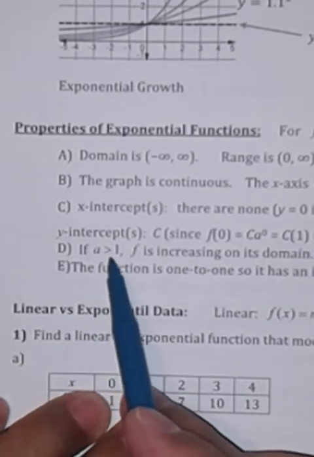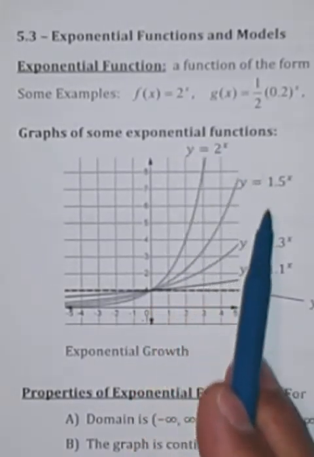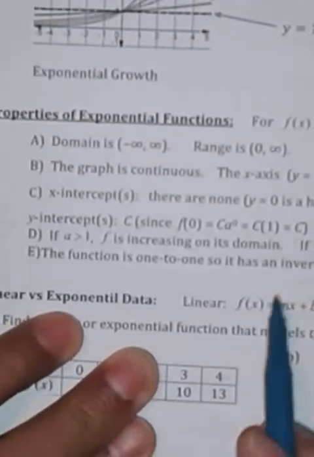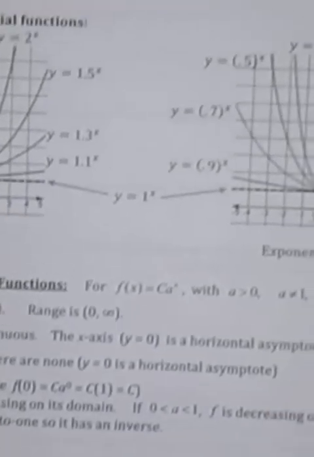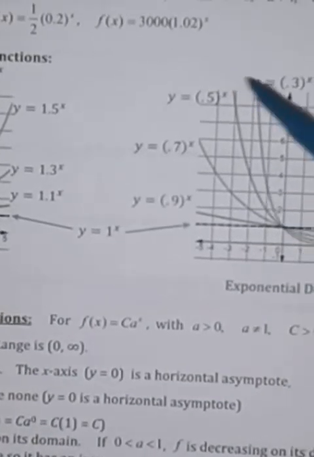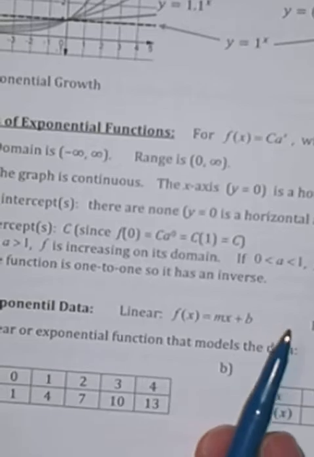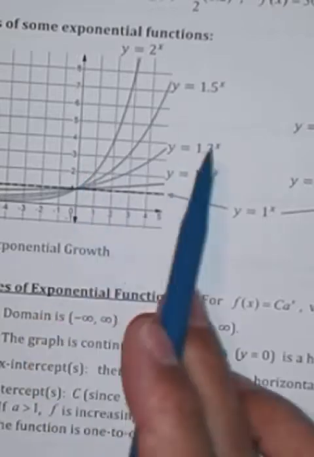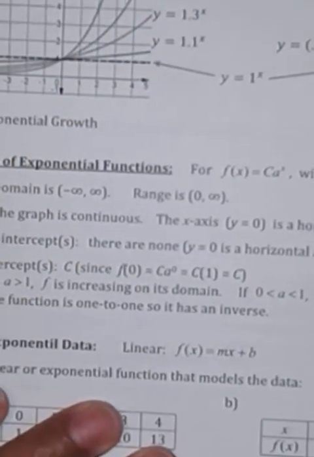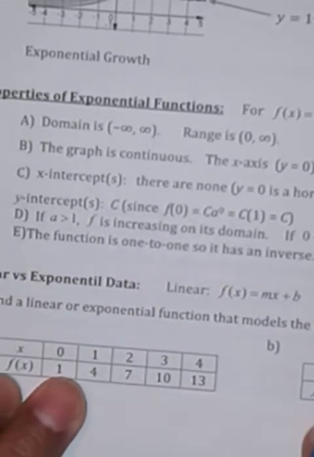If a is greater than 1, then f is increasing on its domain. If a is less than 1 but greater than 0, it has to be greater than 0, then it's decreasing on its domain. That means it's falling as you scan to the right. The function is 1 to 1. Remember 1 to 1, where you could draw horizontal lines, and if they cross at only one place on the graph, then it's 1 to 1. And 1 to 1 is important because that means we have inverses, and we will see those, not today, but later.